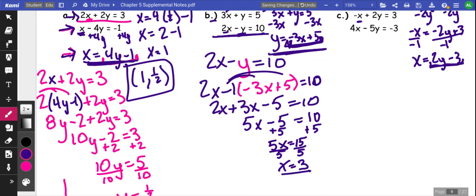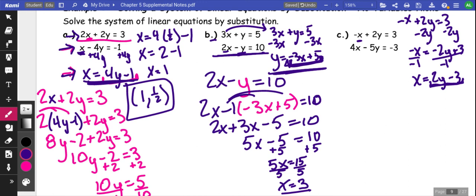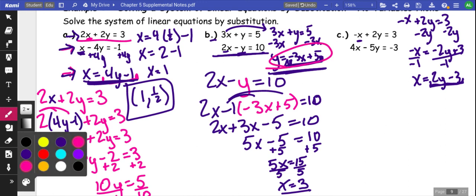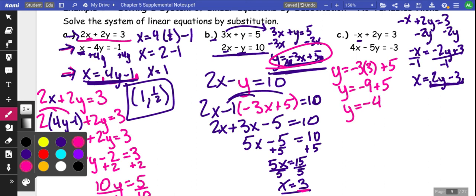Okay, I'm halfway there. I have my x value. I know it always seems like, oh, I can't believe I have to do more after all that, but usually it's pretty quick to plug it in. Okay, I'm going to go right over here. Y is equal to negative 3x plus 5. Let's go ahead and plug it in. We want to find our y value. Okay, negative 3 times x, which is positive 3, plus 5. Okay, y is equal to negative 9 plus 5. And then y is now equal to negative 4. Okay, it's always x then y, so 3, negative 4.